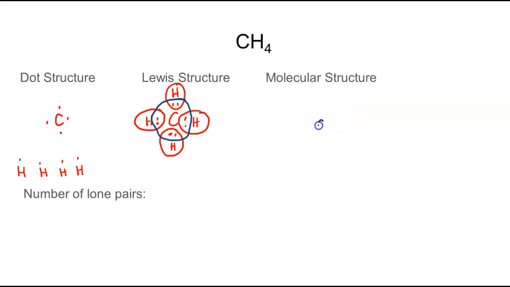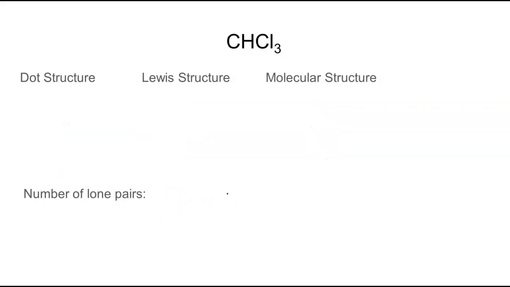So remember, wherever I have 2 dots with 2 atoms bonded together, I create a line. And so the molecular structure of CH4 looks like this. So let's take a look. Do we have any lone pairs? And the answer is no. We have 0 lone pairs.